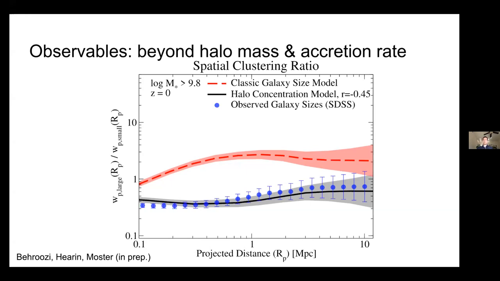And what you find is a model, for example, like halo concentration. If there's a mild anti-correlation between halo concentration and galaxy size, like in the Zhang et al. 2019 paper, then you get something which is a much closer match to the observed clustering. Great. So at this point, I'm going to hand over to Andrew.